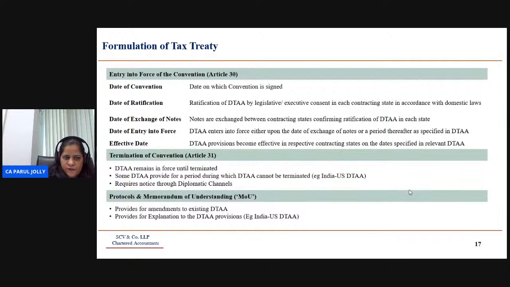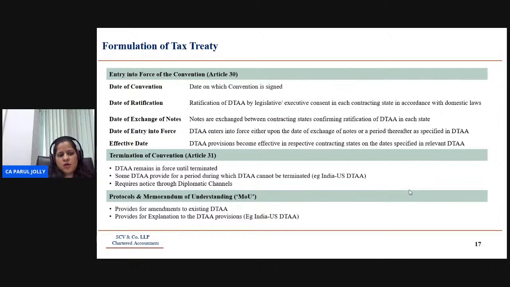So there is a date of convention when this is signed, then the process of ratification, which is ratification by the executive consent in each contracting state as per the domestic law. Then there is an exchange of notes between these two contracting states. It's mentioned when this treaty will enter into force and there is an effective date.